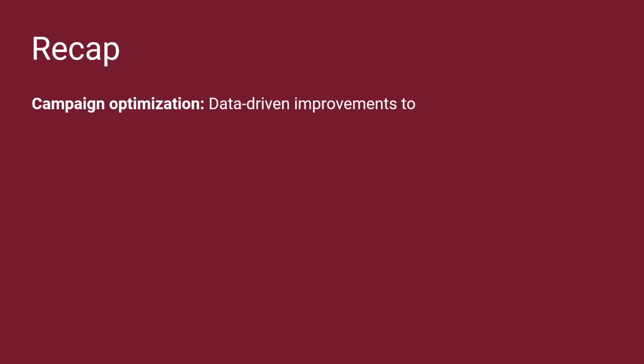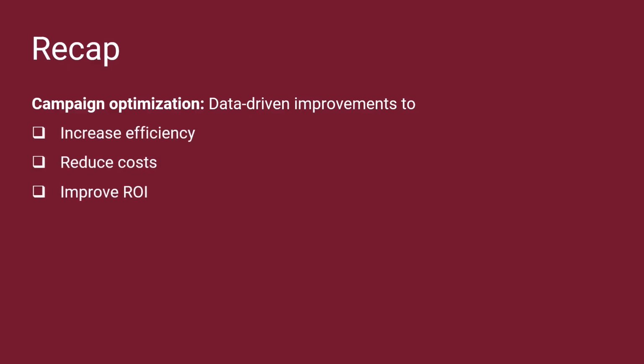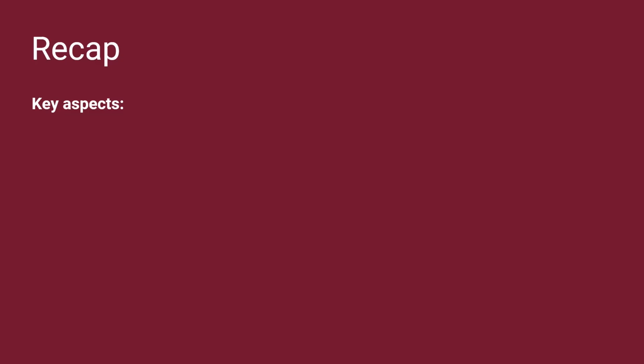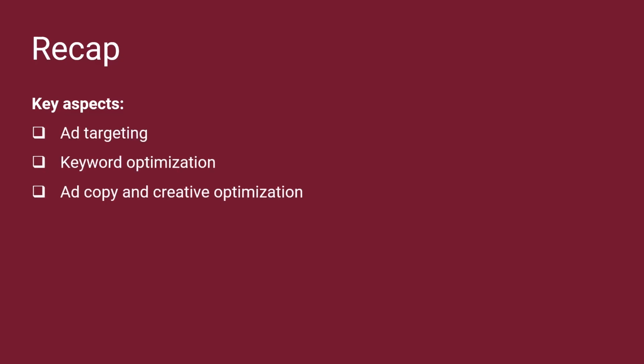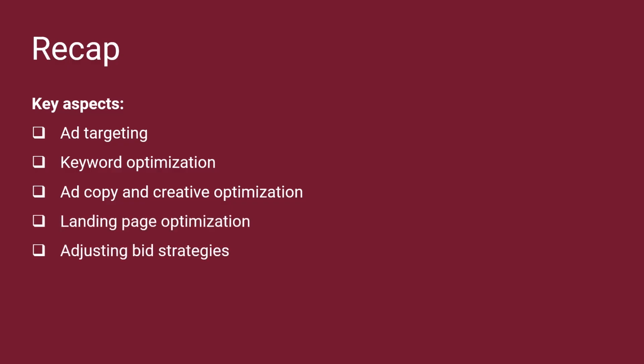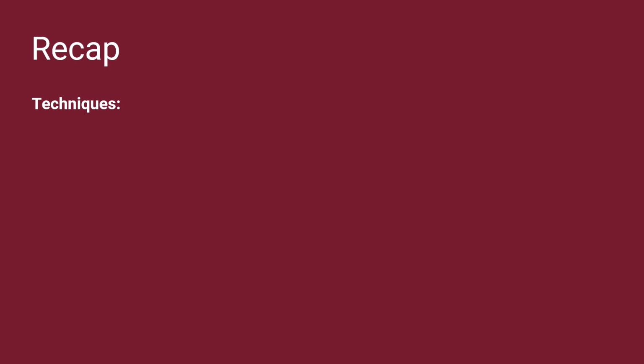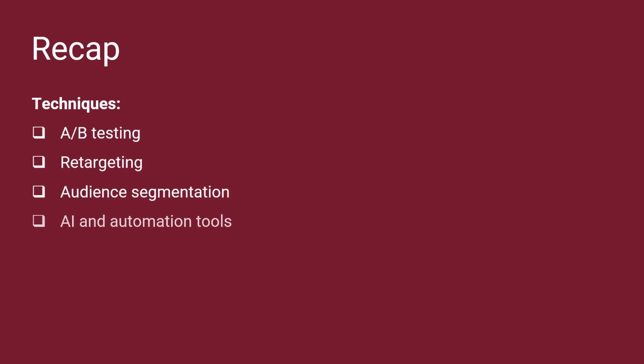In this video, you learned that campaign optimization is the process of making data-driven improvements to digital ads to increase efficiency, reduce costs, and improve ROI. Key aspects of campaign optimization include ad targeting, keyword optimization, ad copy and creative optimization, landing page optimization, and adjusting bid strategies. Campaign optimization techniques include A/B testing, retargeting, audience segmentation, AI and automation tools, and performance analysis and adjustments.